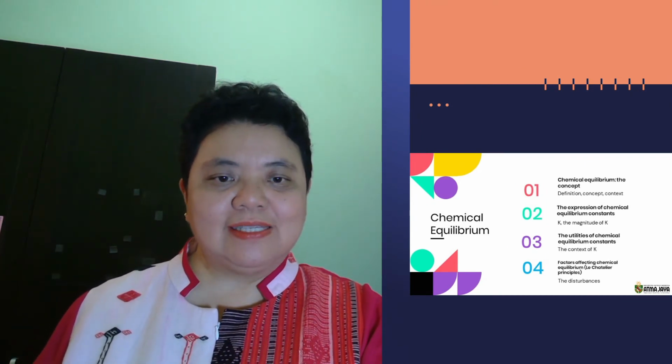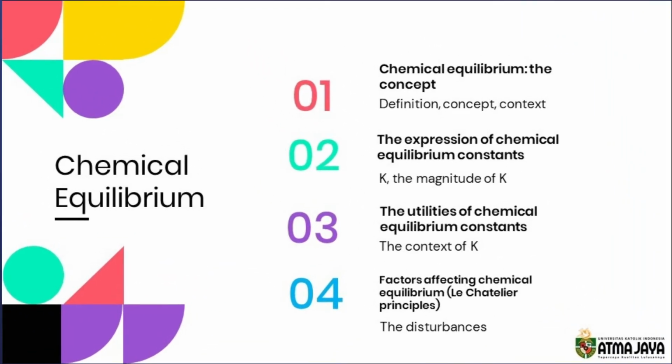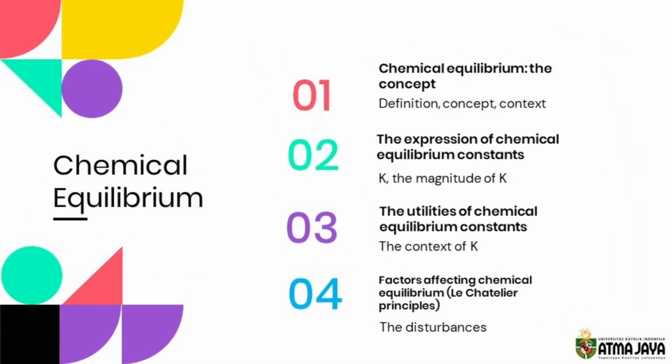So look at this section. The first one is chemical equilibrium, the concept. The second one is expression of the chemical equilibrium constant. Those two will be discussed in today's lecture. And then the following week, we will discuss the third and the fourth, which are the utilities of the chemical equilibrium constant and factors affecting chemical equilibrium, or Le Chatelier's principle.